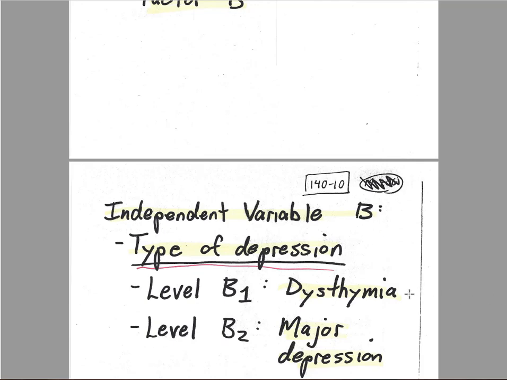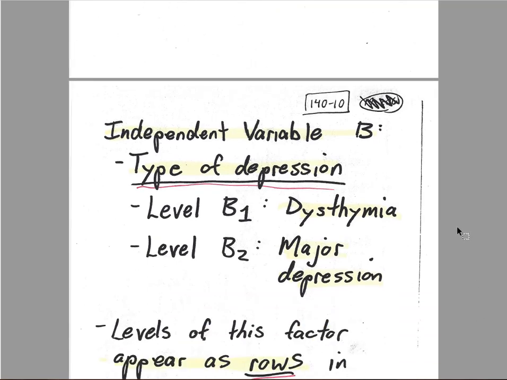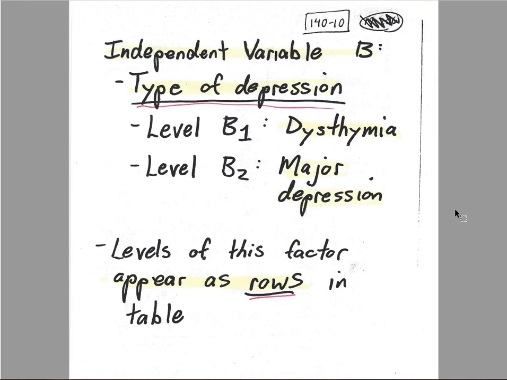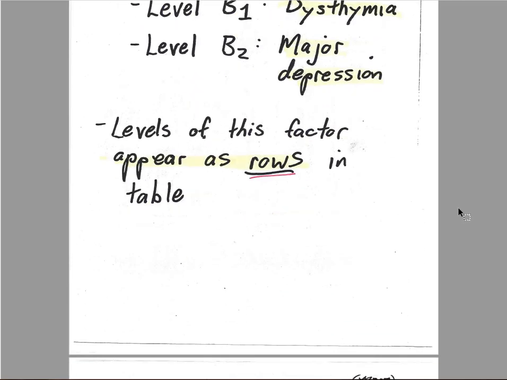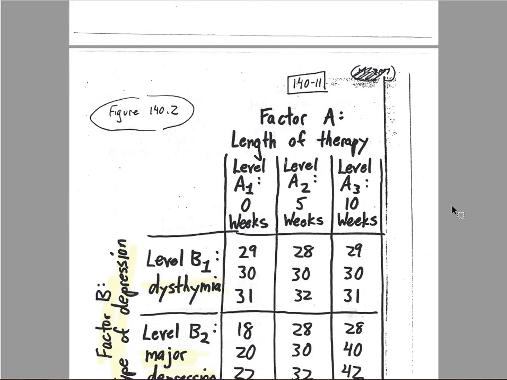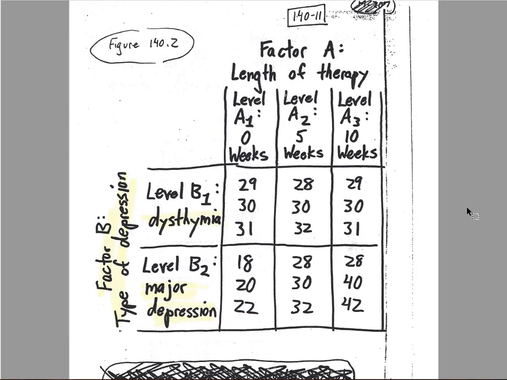Half of our participants will suffer from dysthymia and the other half from major depression. Levels of this factor appear as rows in the following table. Remember that rows are horizontal. This is exactly the same table that I showed you before. Now we are going to pay attention to this part of the table. Factor B, type of depression.